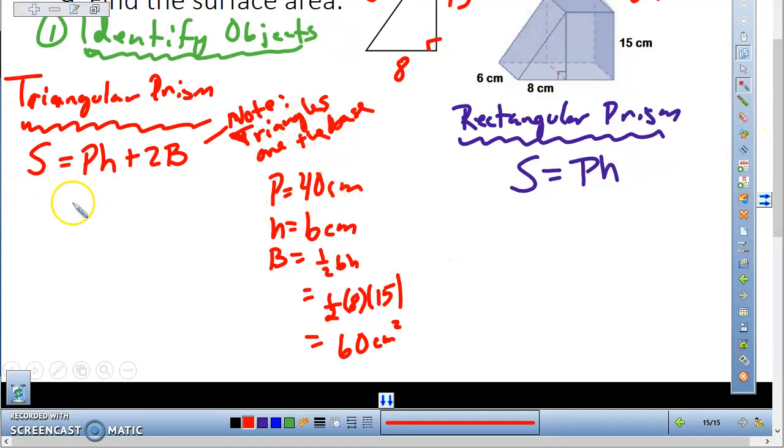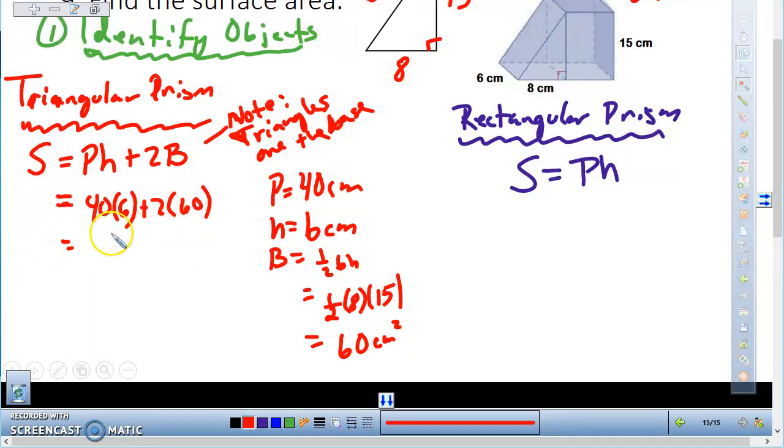So let's go ahead and calculate the surface area of our triangular prism. 40 times 6 plus 2 times 60. Over here we get 240 plus 120, and these are all centimeters squared, so it gives us 360 square centimeters. Okay, so I have the surface area for my triangular prism. Surface area sub TP for triangular prism.